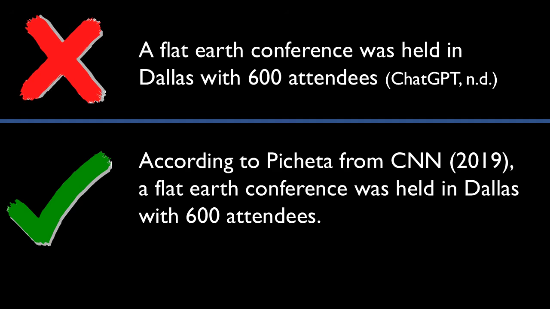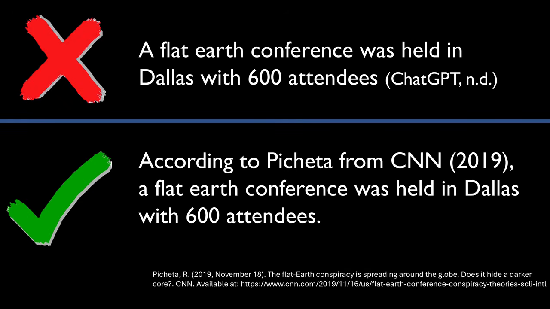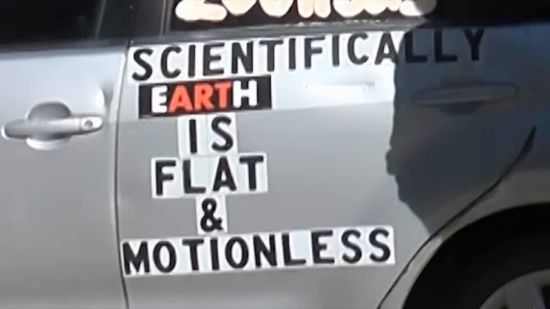Same logic applies here. The correct source would be, "According to Pichetta from CNN, a Flat Earth conference was held in Dallas with 600 attendees." And remember to provide the full reference at the end of the document. Use ChatGPT to brainstorm or to guide your thinking. Then ask, where did this idea come from? And always look up the original source where ChatGPT drew information from.